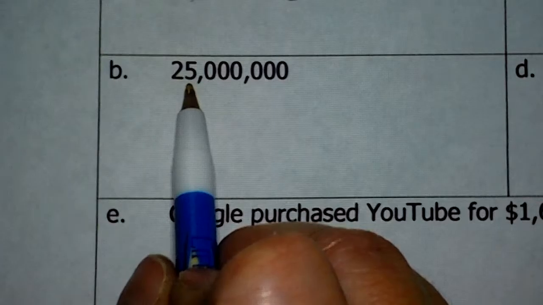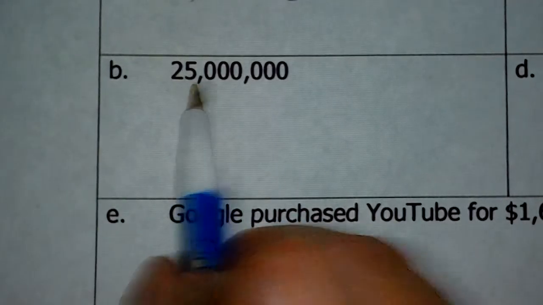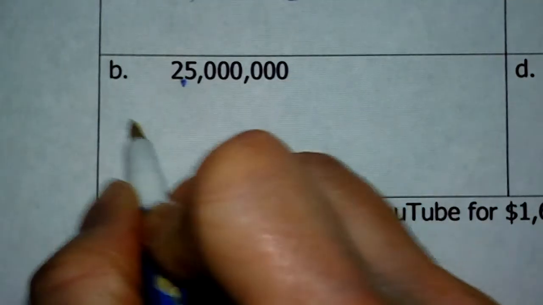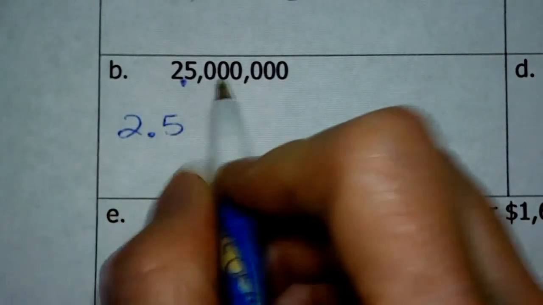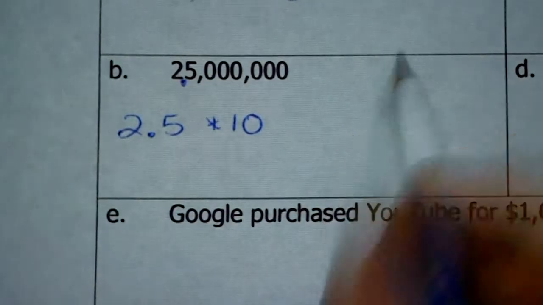Alright, letter B, just underneath that, I have a really large number here. How much is that? 25,000? Is that right? Nope, it's 25 million. Alright, so I want to put this decimal point between the 2 and the 5. And I'm going to multiply that by 10 to the.